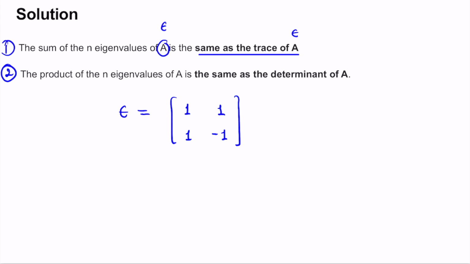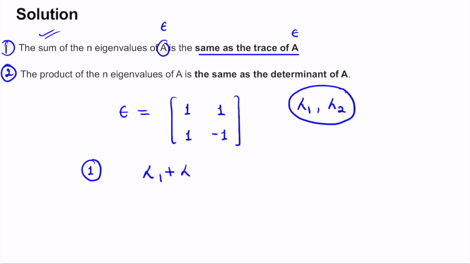Now here let us say lambda 1 and lambda 2 are the two eigenvalues for this matrix. So from this first point, we know that the sum lambda 1 plus lambda 2 will be equal to the trace of this matrix. What is the value of the trace? Trace is the sum of these diagonal values. So here it is 1 plus minus 1, which is 0.